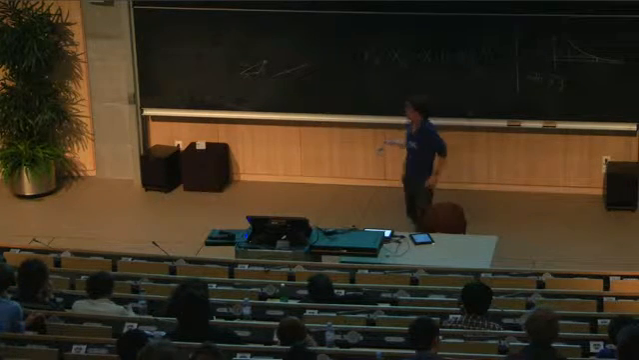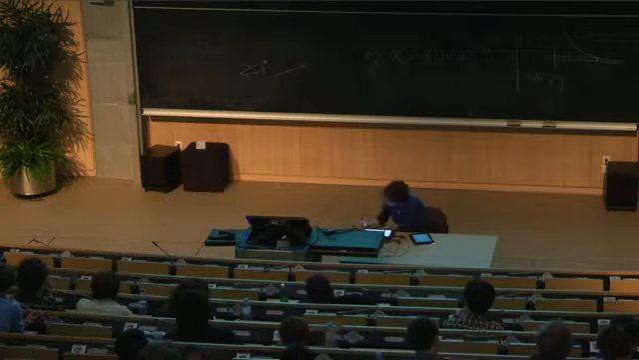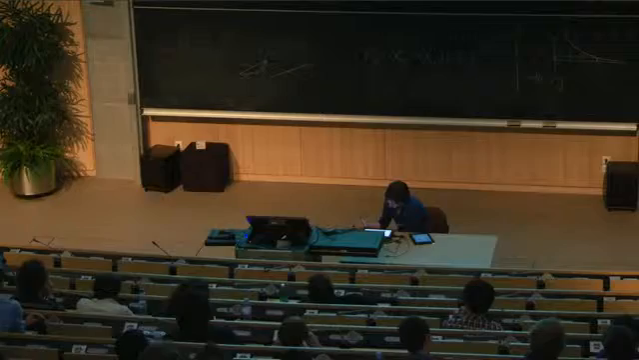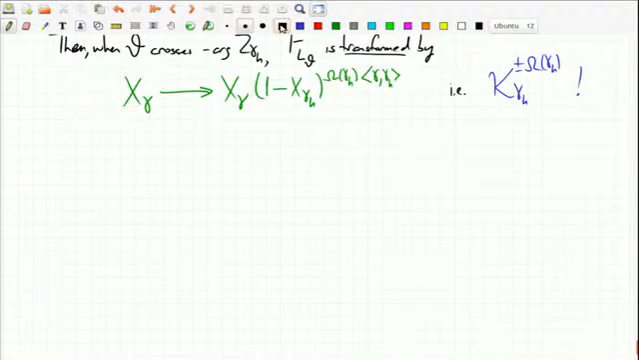Now, how do we use that to prove the wall crossing formula? So now we imagine doing the following thing. Suppose we travel around some closed loop in parameter space.